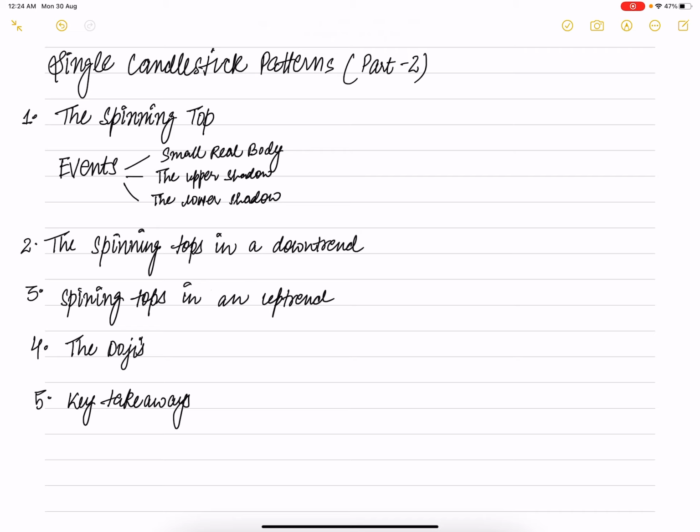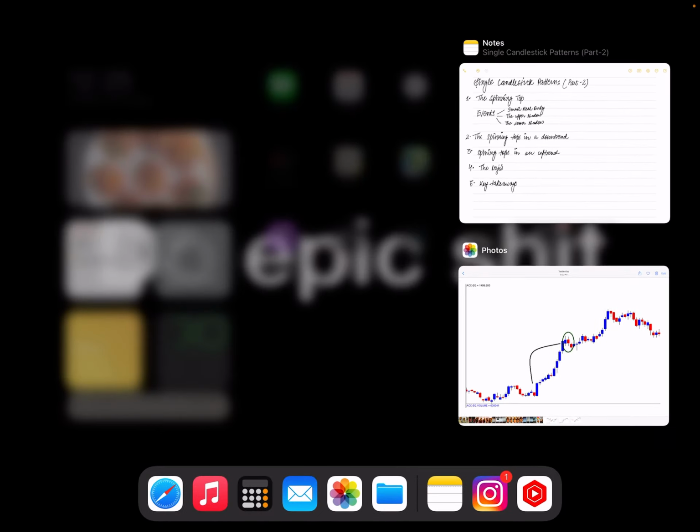The doji has a similar implication as the spinning top. Whatever we learn from the spinning tops applies to dojis as well. In fact, more often than not, the doji and spinning top appear in a cluster, indicating indecision in the market. Have a look at the chart here.